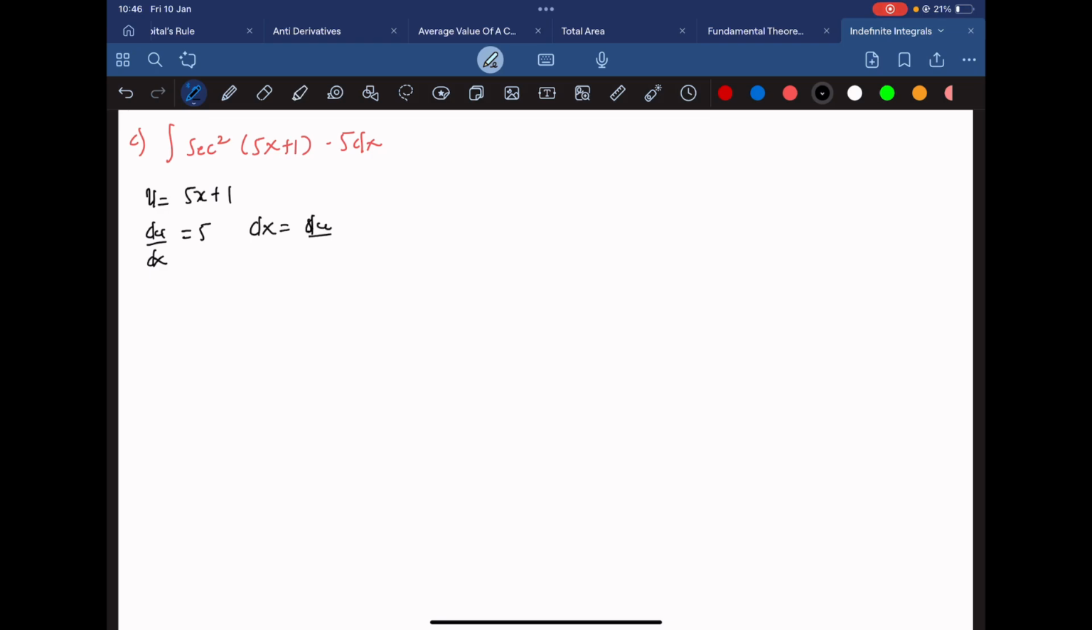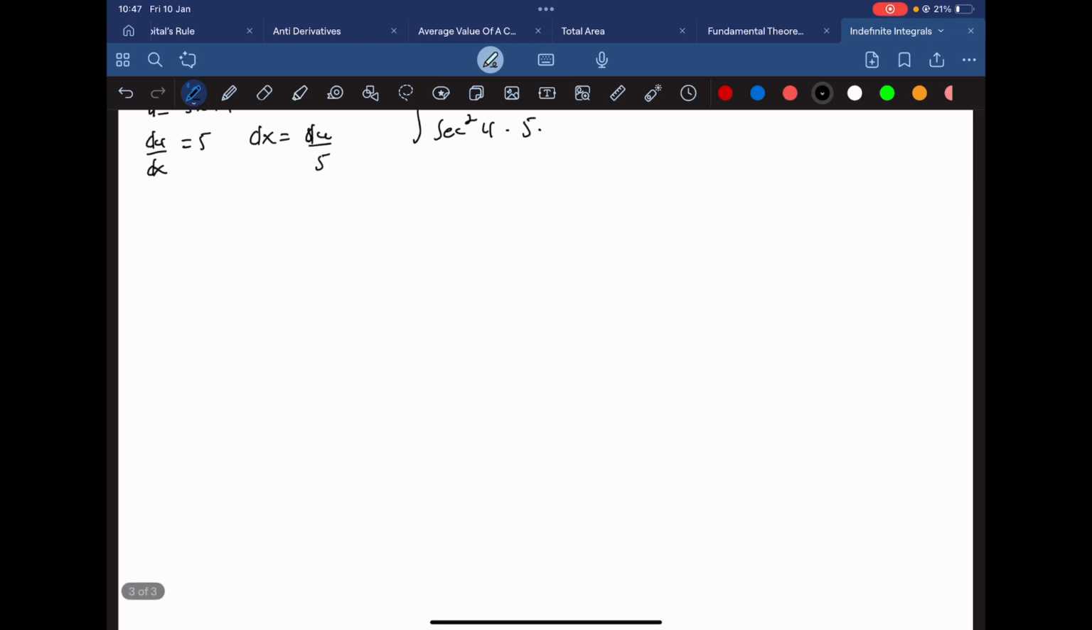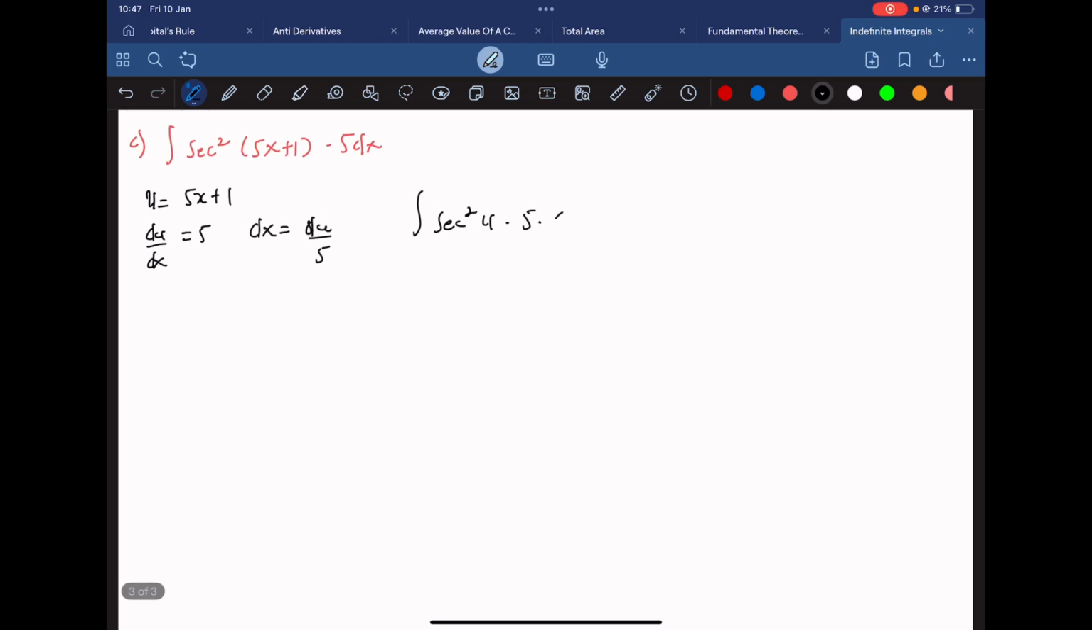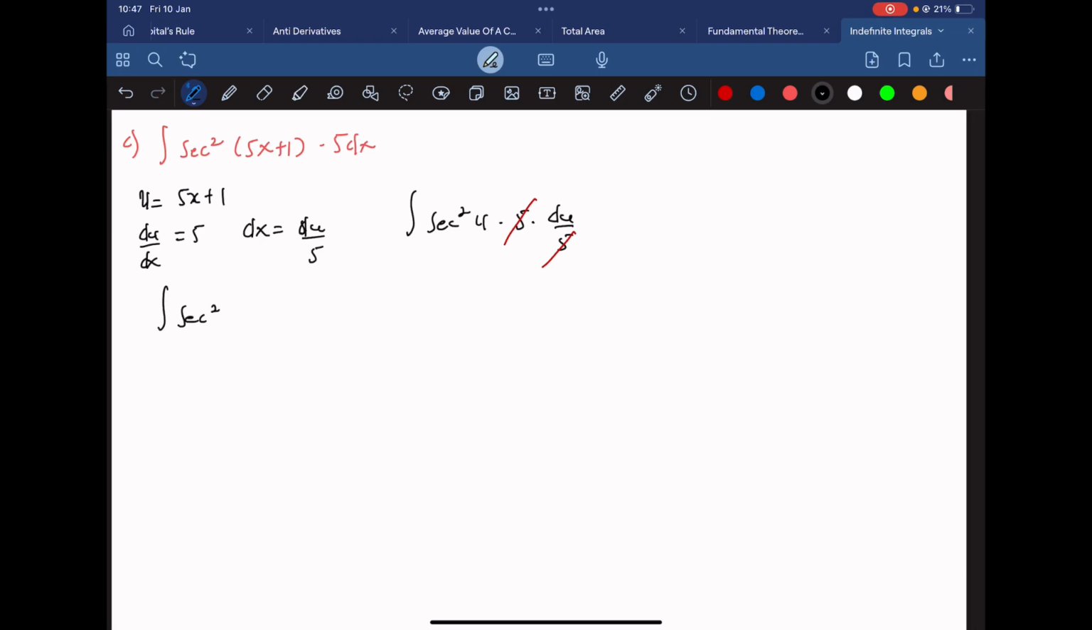So if you want to find the x, it is just u out of 5. Now in this case, going back to rewrite the expression, we are going to have secant squared. Now 5x plus 1 over here is giving us u. So we have secant squared of u multiplying 5 multiplying the x. But we know the x to be equal to the u out of 5. So clearly you get to see that these two terms over here cancel out. So we are going to have the integral of secant squared u du left.